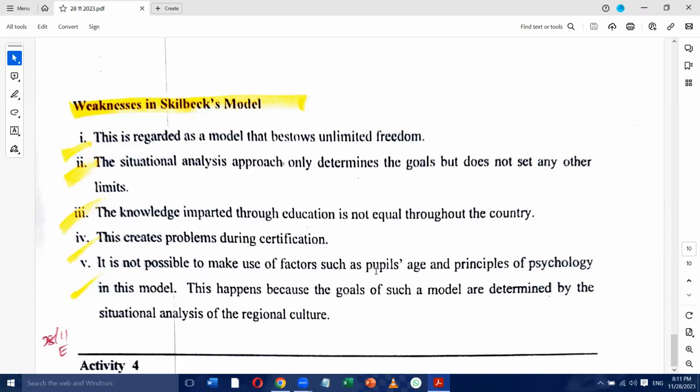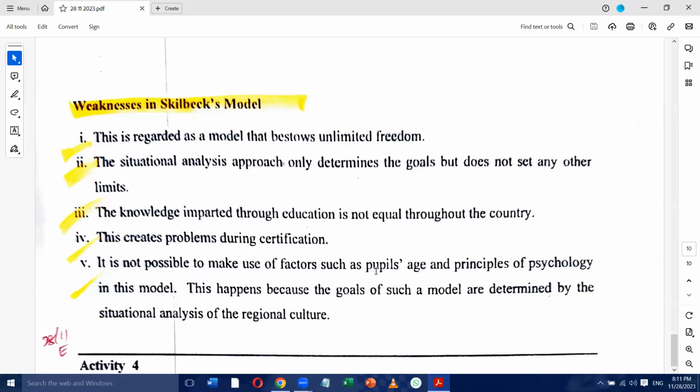So in national evaluation, or when you select students for the university or some other higher education, it is going to give you a big headache on the basis of how you are going to select with different systems, with different curriculums. So that is another problem. This creates problems during certification. Again, that's what I was talking about.